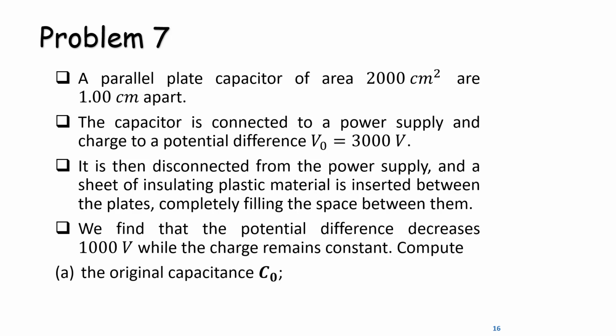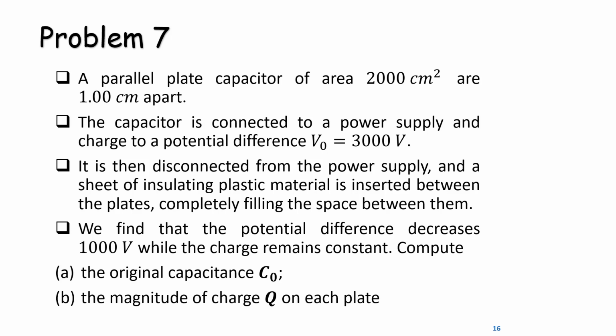So for the last problem, we have a parallel plate capacitor of area 2000 centimeters squared, 1 centimeter apart. The capacitor is connected to a power supply and charged to a potential difference V naught equals 3000 volts. It is then disconnected from the power supply and a sheet of insulating plastic material is inserted between the plates, completely filling the space between them. We find that the potential difference decreases by 1000 volts while the charge remains constant.